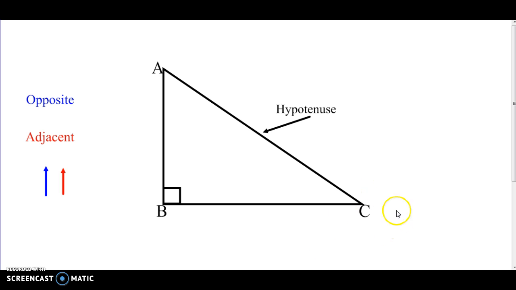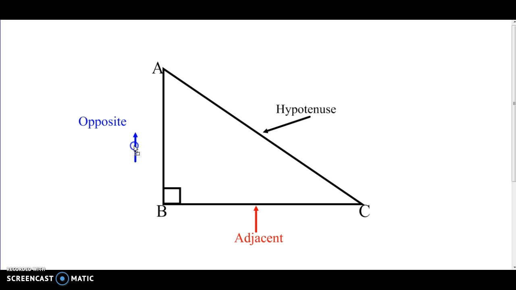So if we're focusing on angle C, then the adjacent side would be BC because it's the side that has that letter as part of its side. And then the opposite side would be AB because that letter is not in that side at all. So hypotenuse will always be the side across from the right angle, always the longest side.